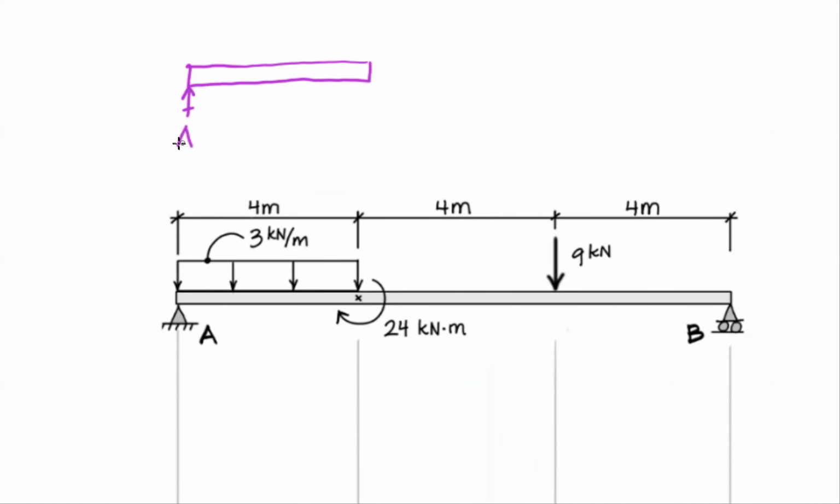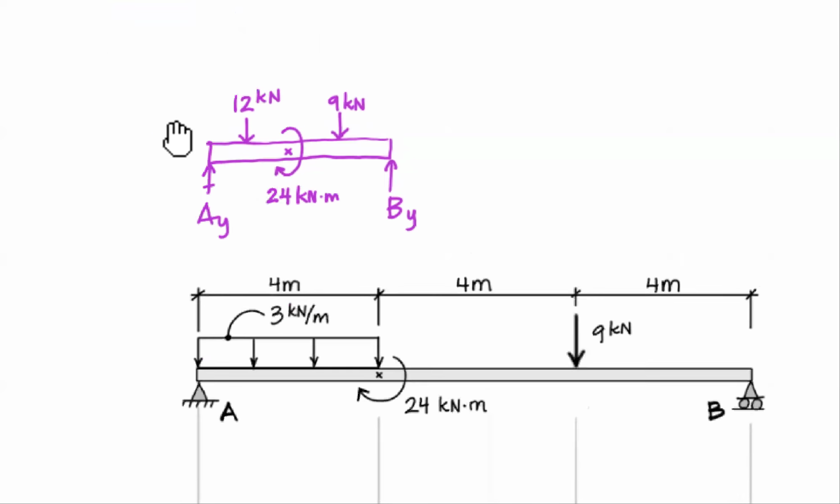I'm going to put A sub y and B sub y here. And I'm going to need a resultant force equal to 3 times 4 is 12 kilonewtons. I'm going to have a couple moment of 24 kilonewton meters. And then I have a 9 kilonewton force over.